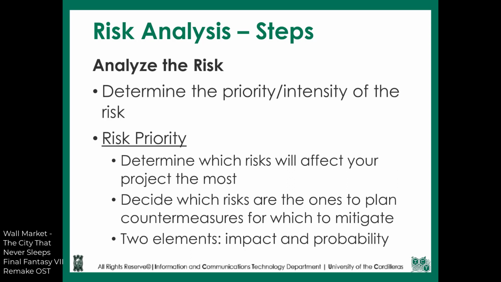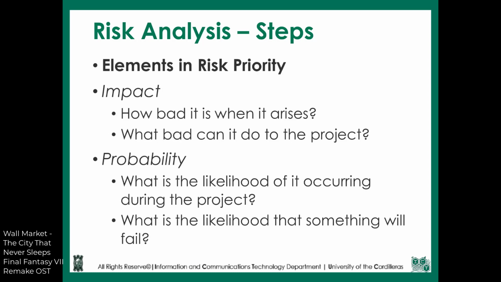To determine risk priority, there are two elements: impact and probability. Impact answers two questions. How bad is it when it arises? And what bad can it do to the project? Basically, this would determine the effect of the risk to the project. Probability answers two questions. What is the likelihood of it occurring during the project? And what's the likelihood of something will fail? Basically, this would determine the possibility of the risk happening.